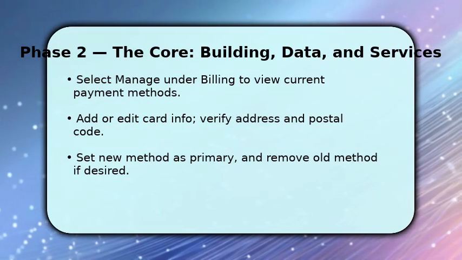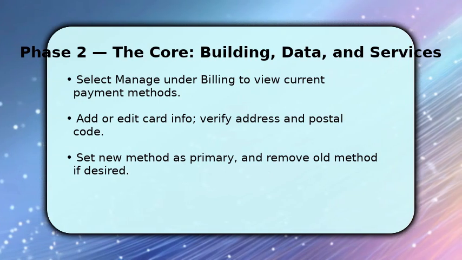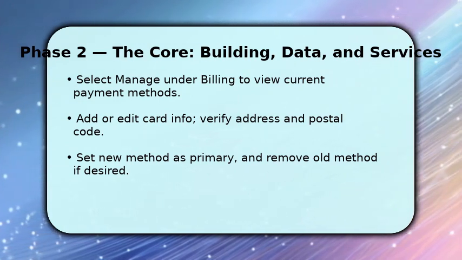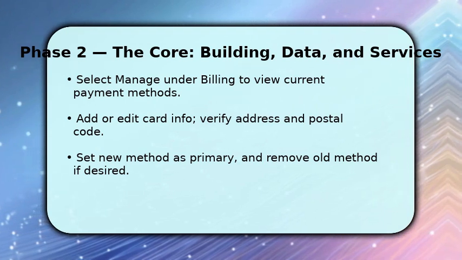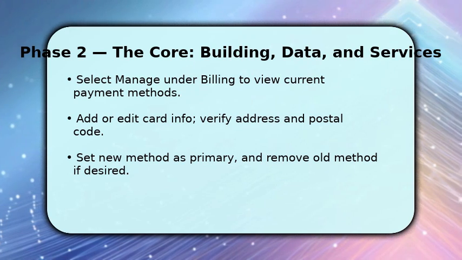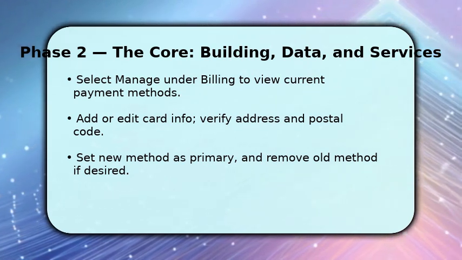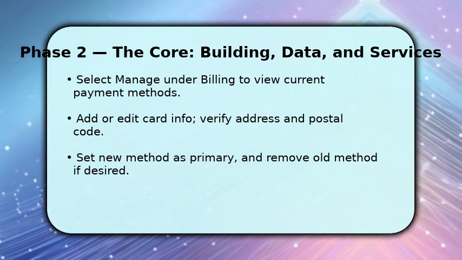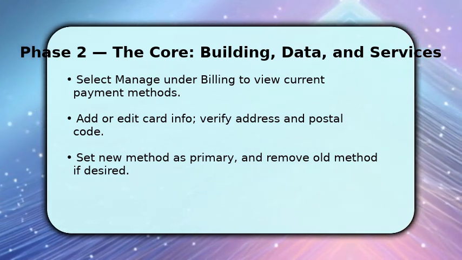Once done in billing, click Manage Payment Methods and choose Add Payment Method to input a new card or link PayPal. Enter card number, expiration, CVV, and billing address exactly as your bank has it. Mismatches trigger declines. After adding, select Make Primary so future invoices charge the new method.